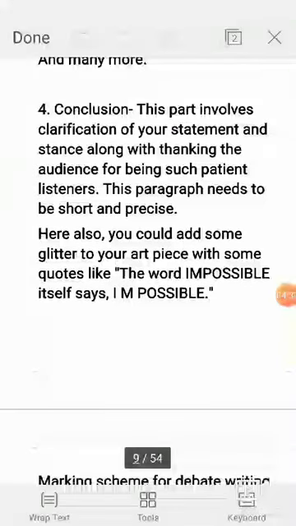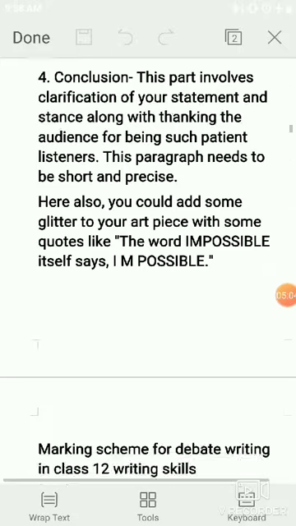Now the last point is the conclusion. This part involves clarification of your statement and stance, along with thanking the audience for being such patient listeners. This paragraph needs to be short and precise. Here you could also add some glitter to your art piece with quotes like: the word impossible itself says I am possible. We all know that we have to be ready to do the right things to support our debate.